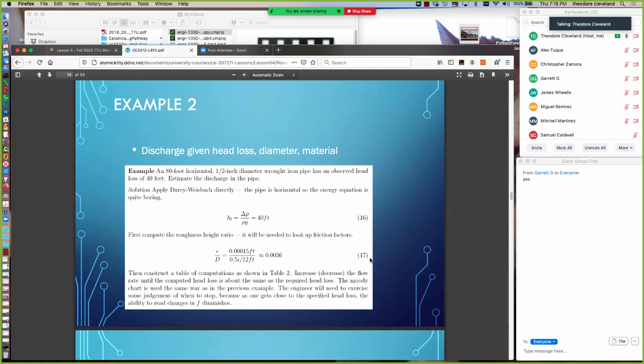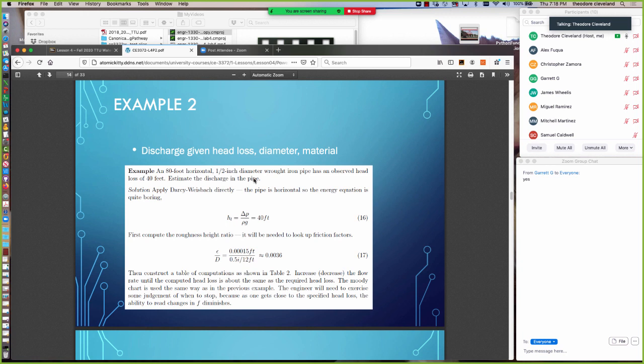So our second example is an 80-foot horizontal half-inch diameter pipe with a head loss of 40 feet. What's the discharge? In this example, we'll have to use the Moody chart somewhat iteratively. So the first thing is we can apply the Darcy-Weisbach expression directly, and that head loss is the change in pressure divided by rho g, and that equals 40 feet.